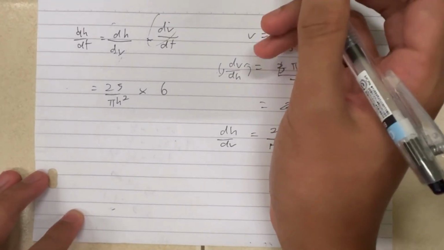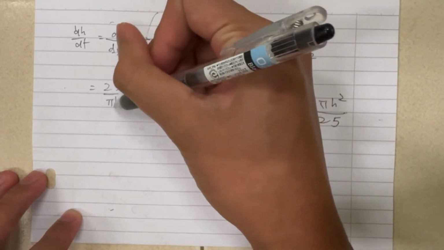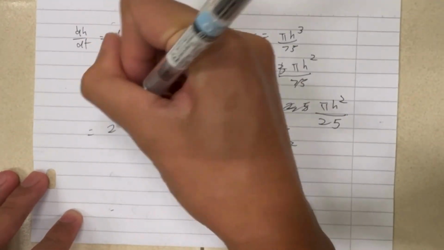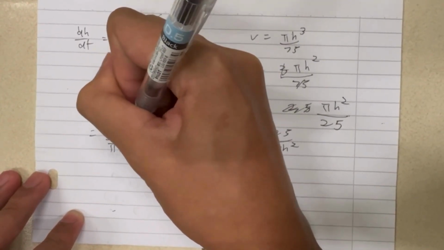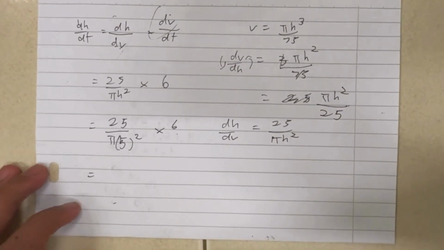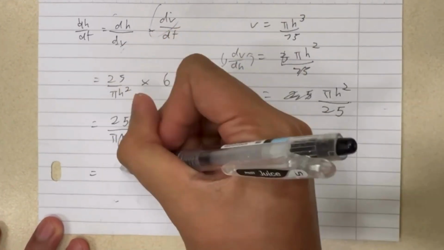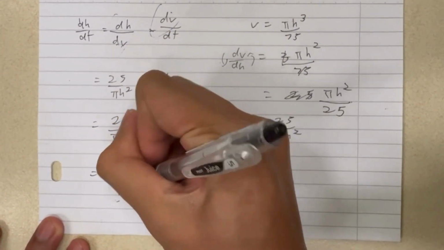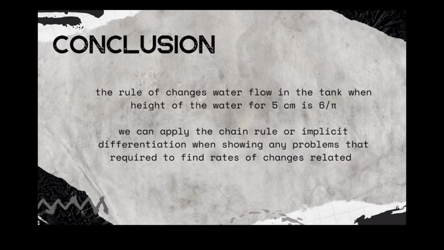So the question asks when the height of the water is 5 cm. So the height is h, and we will substitute h with 5: 25 over pi times 5 squared, times 6. After further calculation, we get the answer is 6 over pi. So the conclusion is the rate of change of the water height in the tank when the height of the water is 5 cm is 6 over pi.